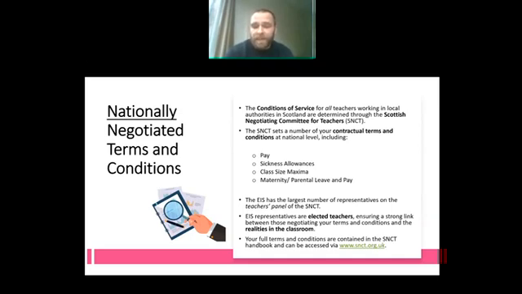Due to the size of our membership, the EIS has the largest number of representatives on the teachers panel of the SNCT. An important factor in this is that the EIS representatives are elected teachers, ensuring a strong link between those negotiating your terms and conditions and the realities in the classroom. Your full terms and conditions are contained in the SNCT handbook and can be accessed online via www.snct.org.uk.